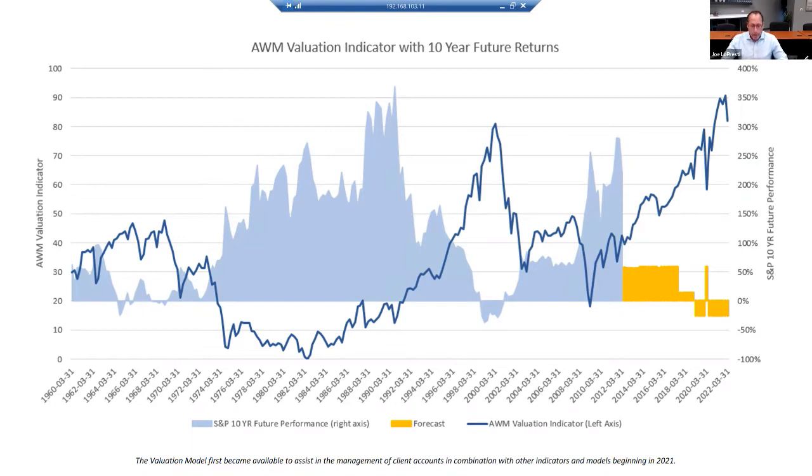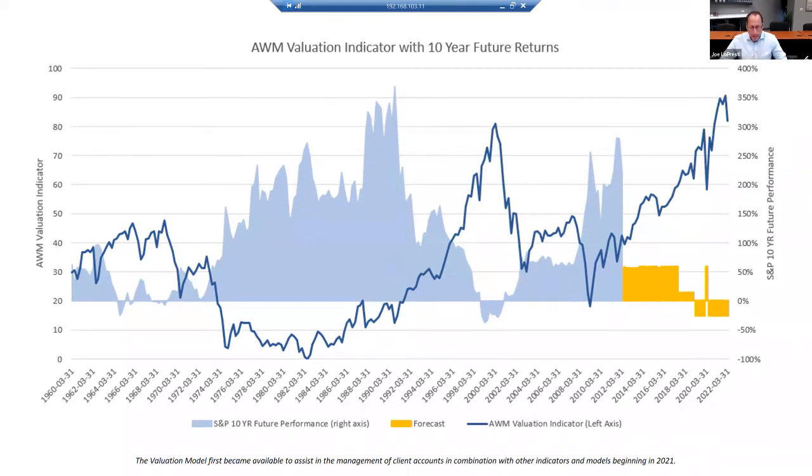So when we look at the current position of our market valuation model, which, by the way, uses 4 different indicators that in themselves have high correlation to predict long-term stock returns. This is a 60+ year look back of this market valuation model. The blue line is the valuation model itself. And the blue shaded area is what happened in the next 10 years in the S&P 500.